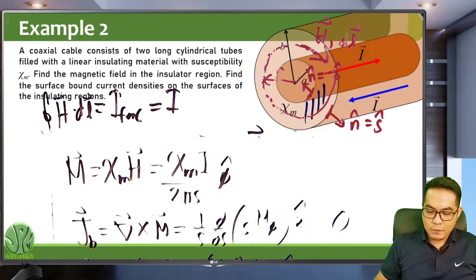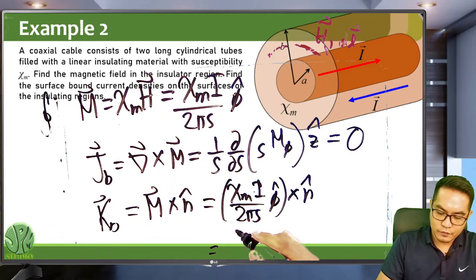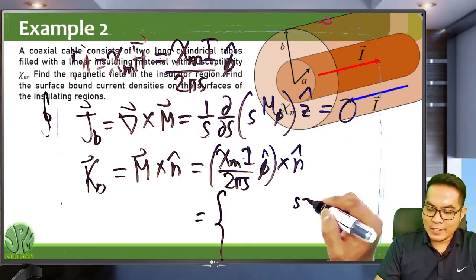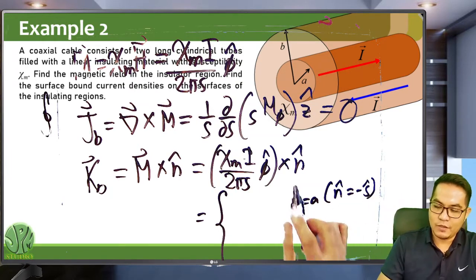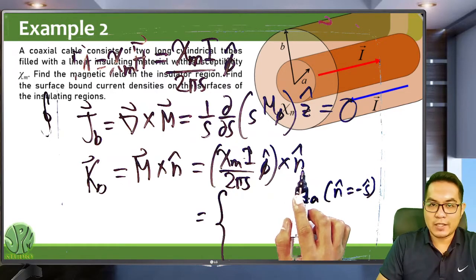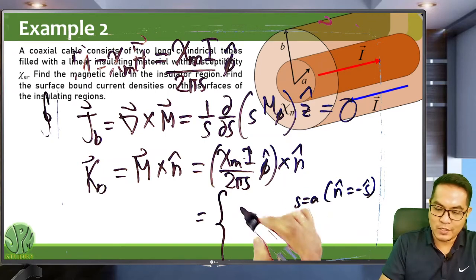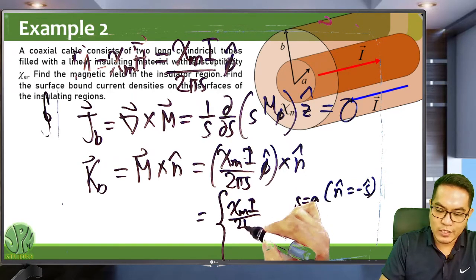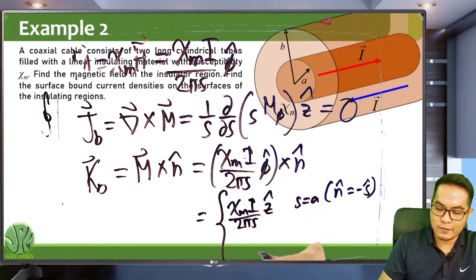So with respect to the two surfaces, at S is equal to A, n hat is equal to negative S hat. So phi hat cross S hat is actually negative Z hat, and then you have a negative sign, so you have positive Z. So you will have susceptibility I over 2 pi S, in the positive Z hat direction.